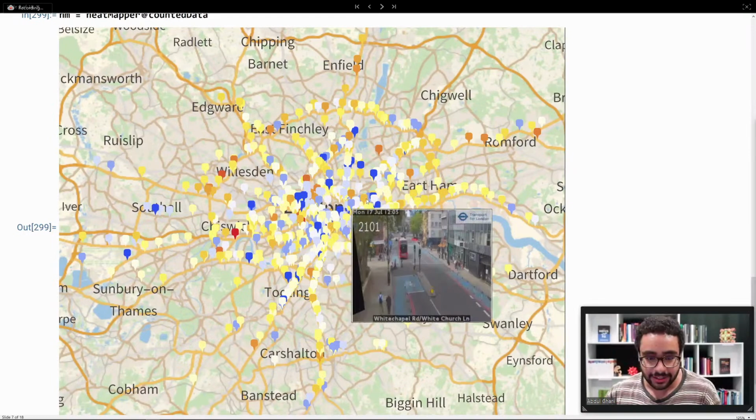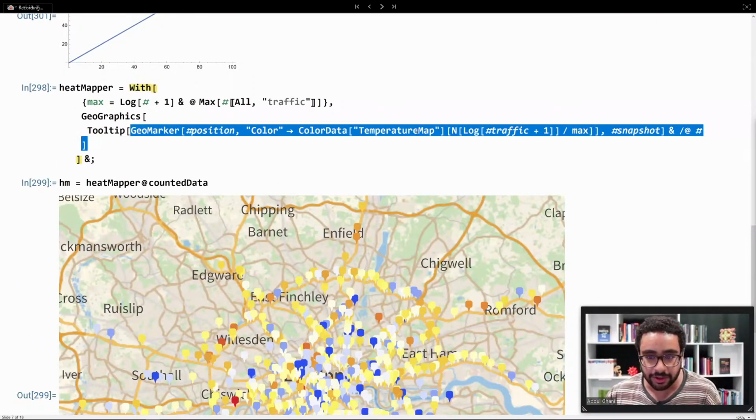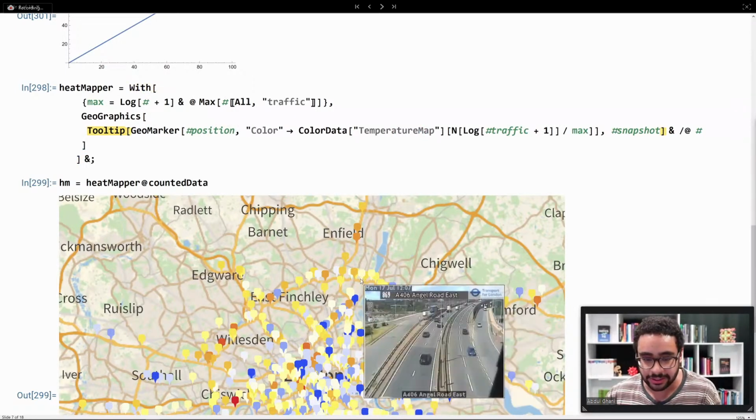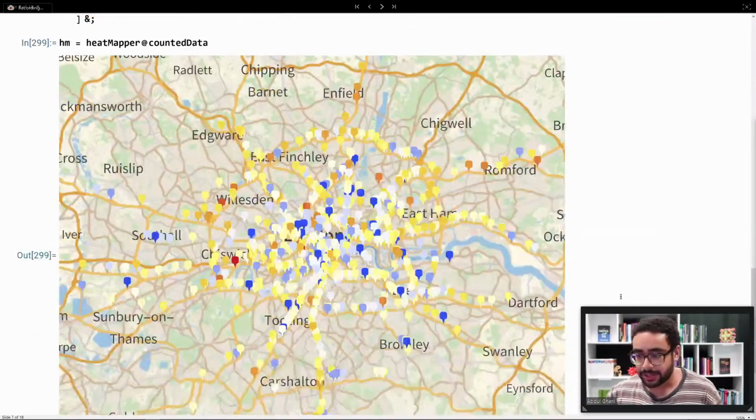But anyway, we have a traffic map, and I forgot to say, we don't just have a geomarker, right? We've tooltipped it with the snapshot. So when we mouse over, we get the actual picture that gave us the traffic count.